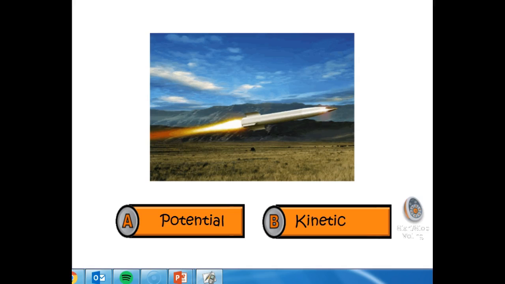Now, again, it's both, but listen to my description. This rocket is zooming through the air. Yes, kinetic. If it's zooming, that means it's moving, so it's kinetic. But obviously, it's not on the ground. It's up higher, so it's still potential, but you knew that when I said zooming, we were talking about motion, so it's kinetic.